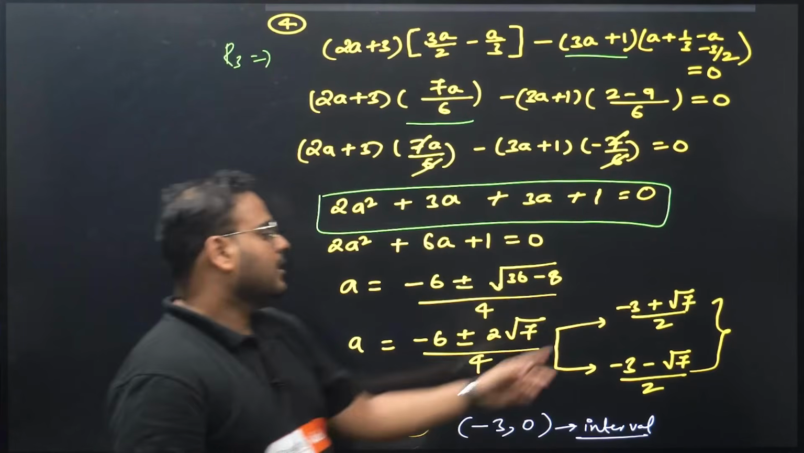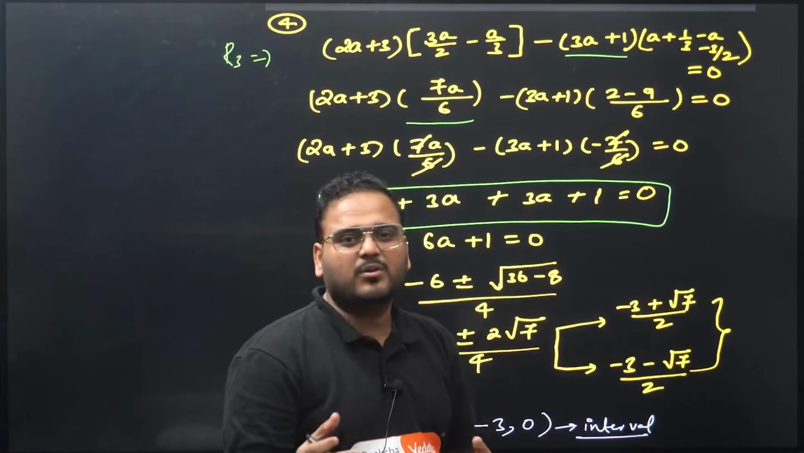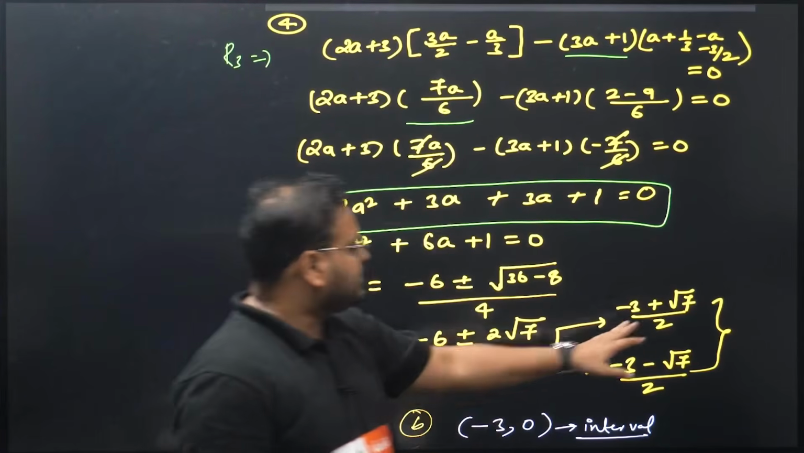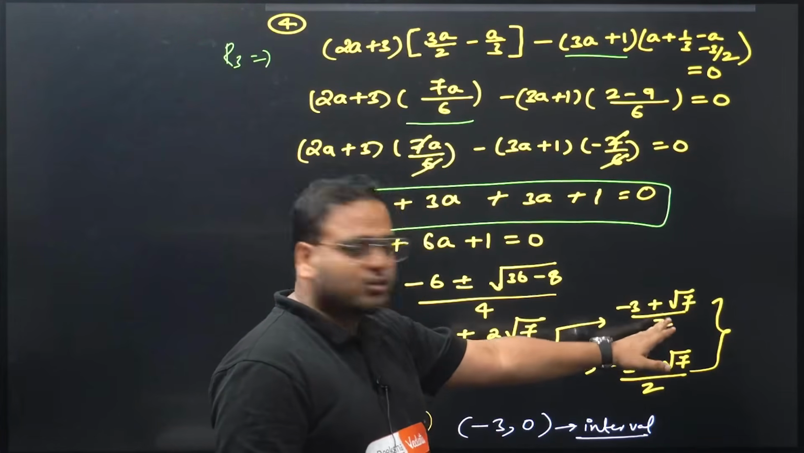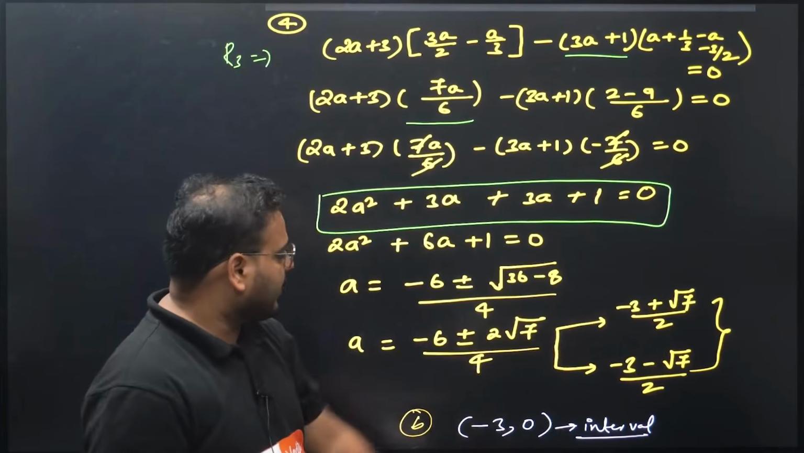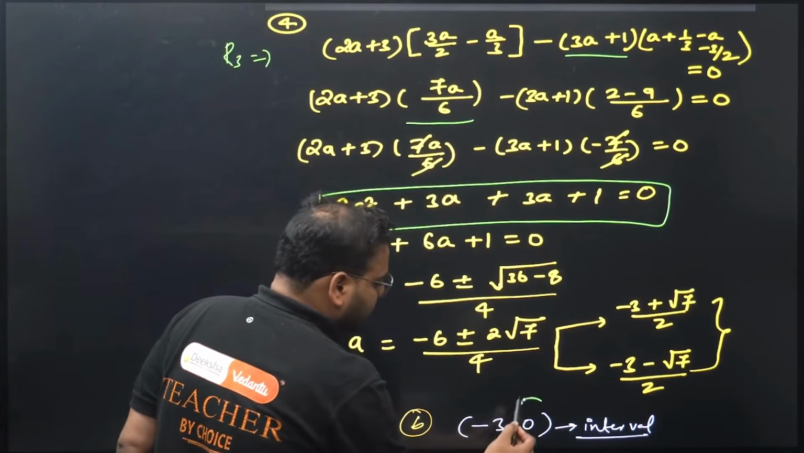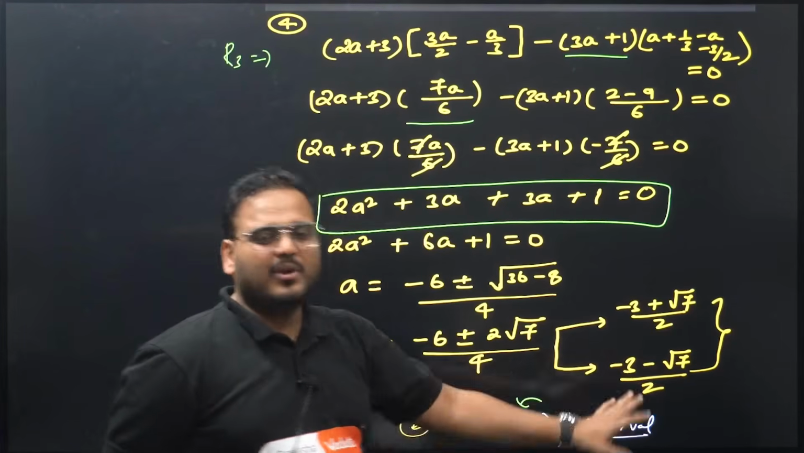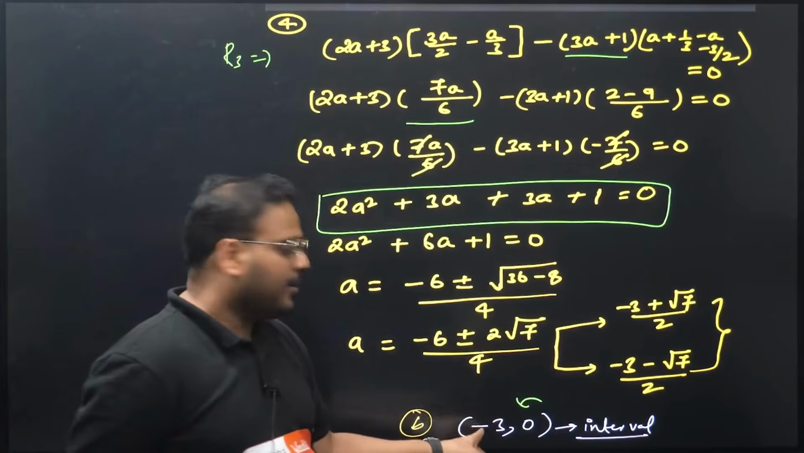Have a look. Root 7 is how much? It will become something around 2 point something, right? 2.7, 2.6. So if you add that value, you'll get something close to 0, between 0 and minus 1, right? So this is that other side of the interval. And if you take minus 3 minus 2 point something, it will be close to minus 6 by 2, which is minus 3.